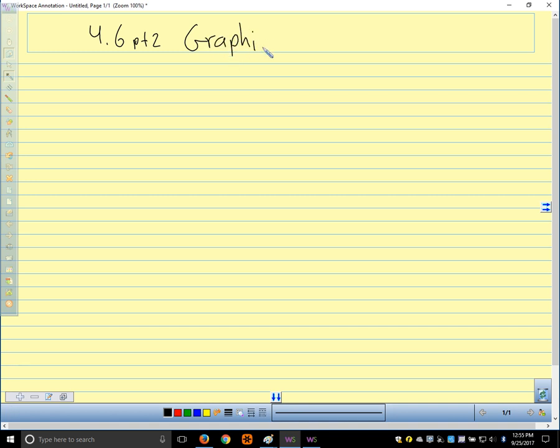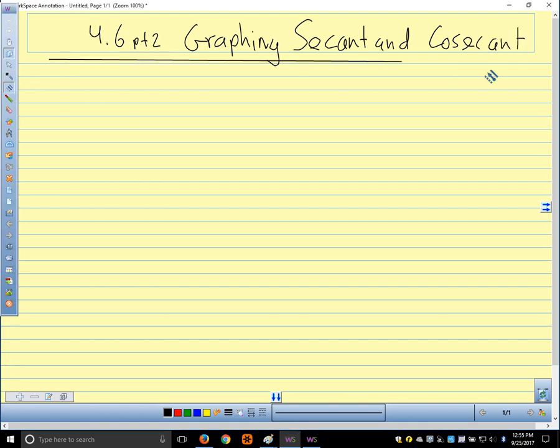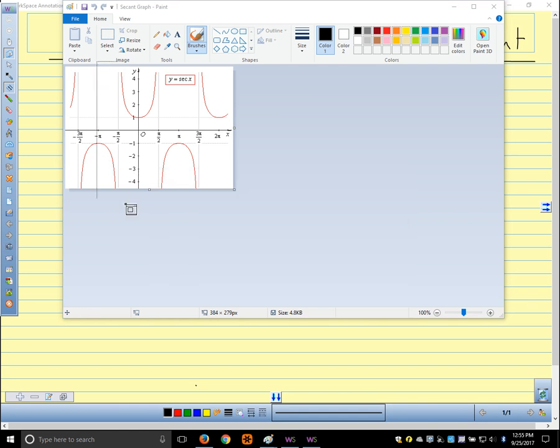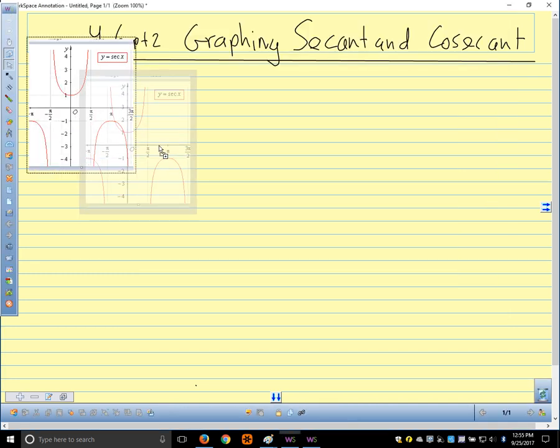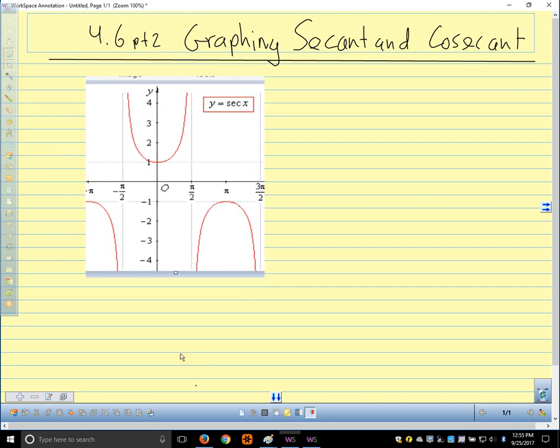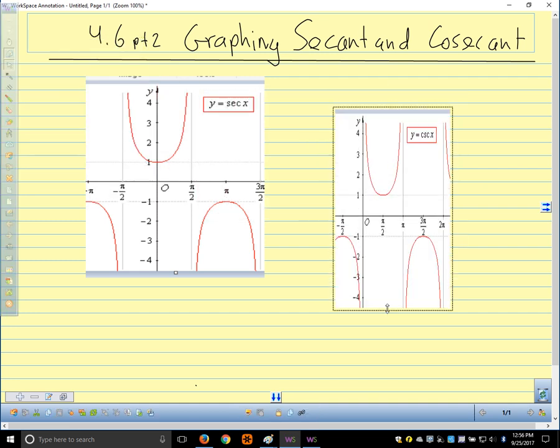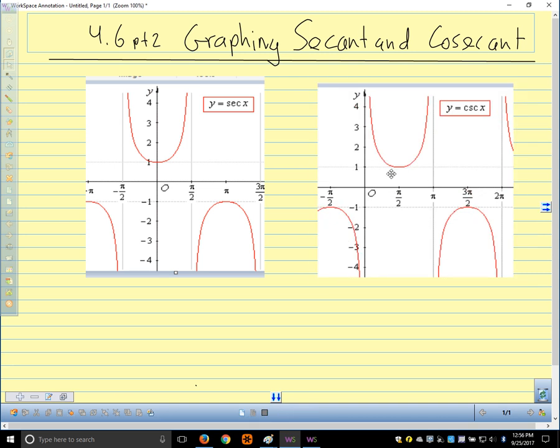All right, so we're going to talk about graphing secant and cosecant. So let me grab a couple of pictures of these graphs. Oops, what happened there? And I'll grab a cotangent also, or cosecant. All right, so here are two graphs.